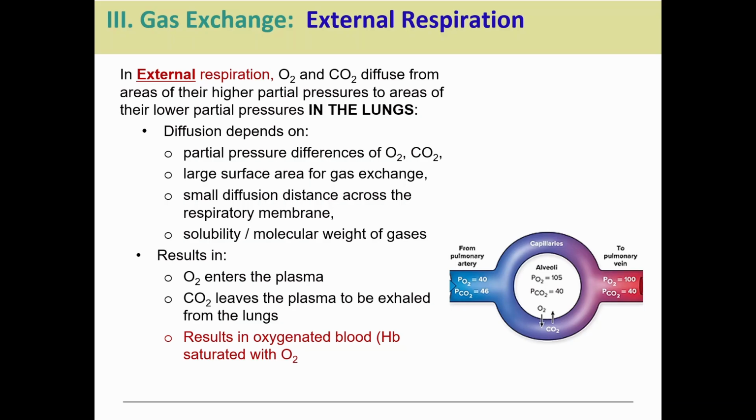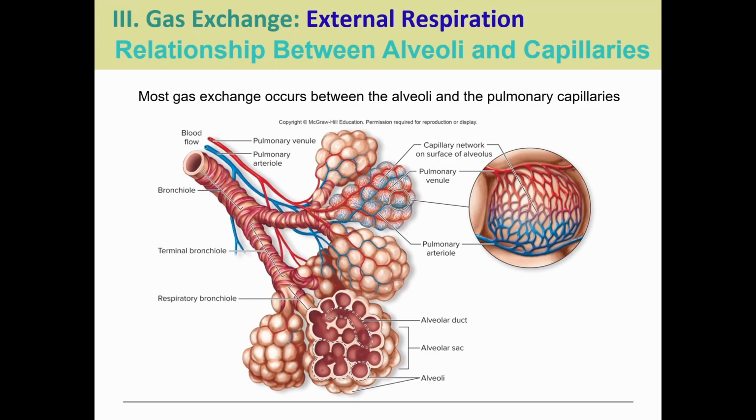So by looking at all these things, when we're looking at the lungs, we see that oxygen is going to enter into the plasma of the blood. Carbon dioxide is going to leave, and this means we go from deoxygenated blood to oxygenated. We're saturated with oxygen, especially bound to hemoglobin. And again, this is what's happening between the alveoli and the pulmonary capillaries.